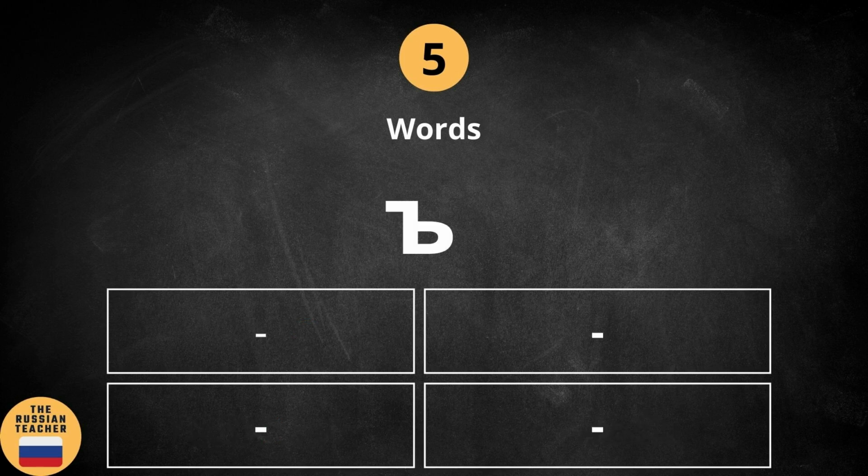This is the hard sign, and it does not denote any particular sound, so there are no words that begin with this letter. There are no words in Russian that start with this sound. This is the soft sign, and it does not denote any particular sound either. And yes, you are right, there are no words that begin with this letter.